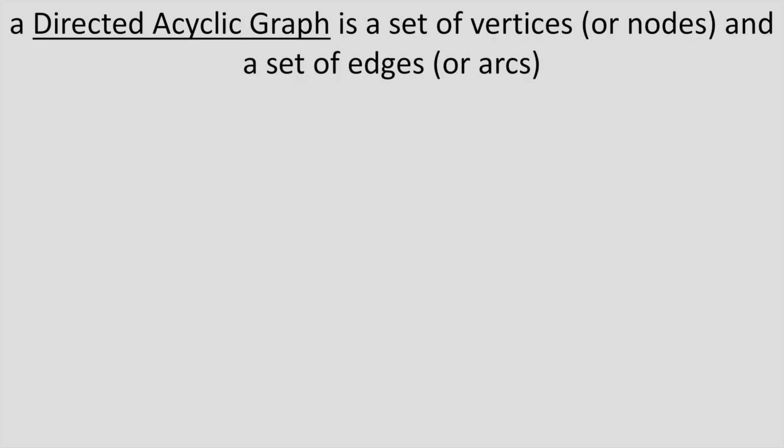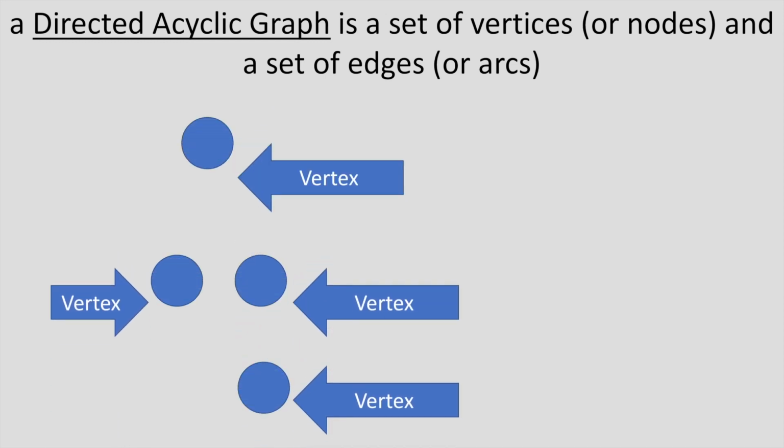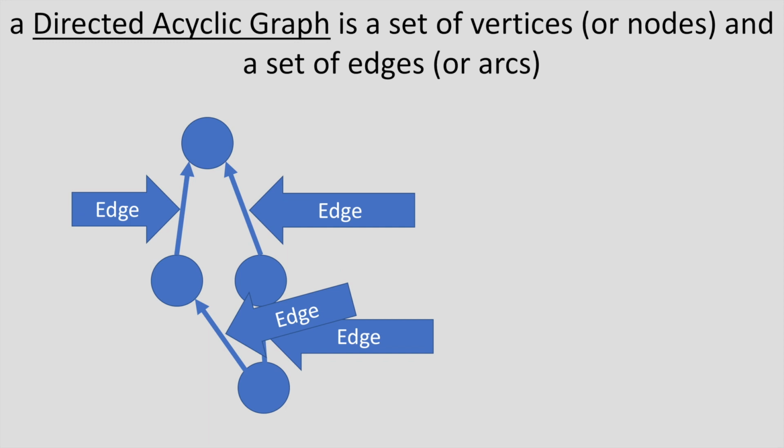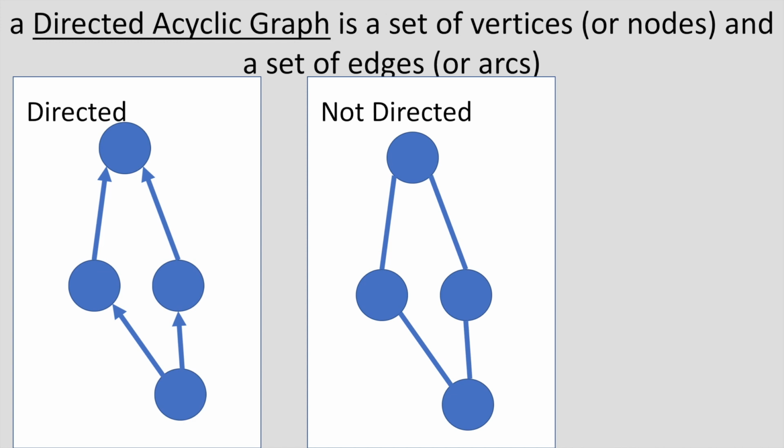A directed acyclic graph is a set of vertices, also known as nodes, and a set of edges, also known as arcs. In a Git repository, the vertices are commits. Directed means the edges have direction. Directed edges are drawn as arrows, whereas undirected edges are drawn as lines. In Git, there is division as to which direction the arrow should point.